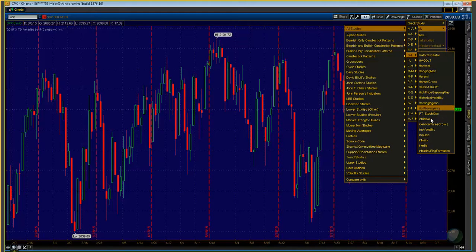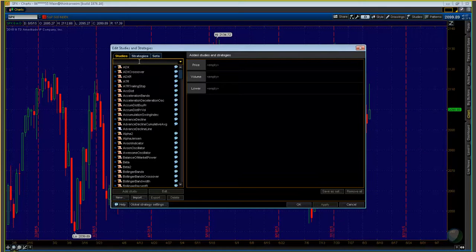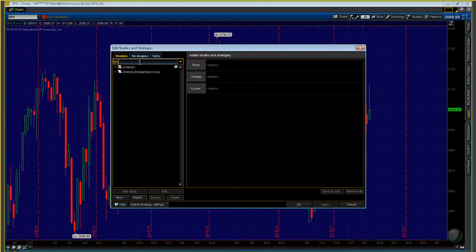The easiest way, I think, is I just like to go to Edit Studies, and then in the search box, I just start typing in Ichimoku. And it'll pop up, and then double click, and you've added the study, and click OK to save it.